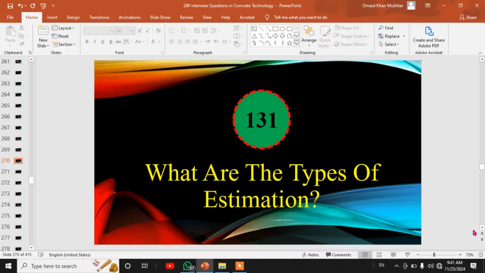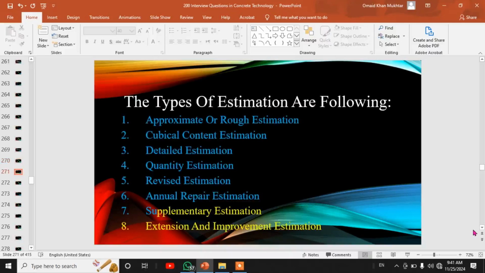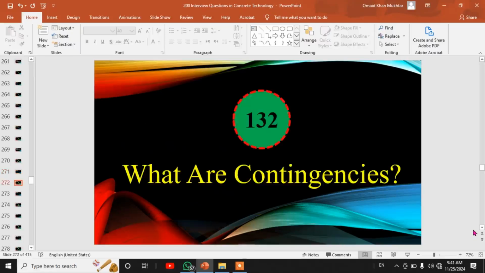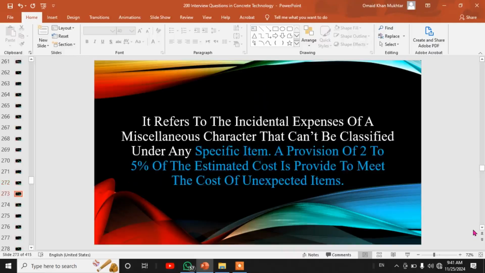131st. What are the types of estimation? The types of estimation are the following: approximate or rough estimation, cubical content estimation, detailed estimation, quantity estimation, revised estimation, annual repair estimation, supplementary estimation, extension and improvement estimation. 132nd. What are contingencies? It refers to the incidental expenses of a miscellaneous character that can be classified under a specific item. A provision of 2 to 5% of the estimated cost is provided to meet the cost of unexpected items.